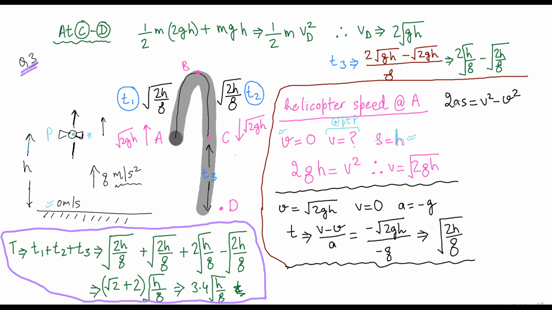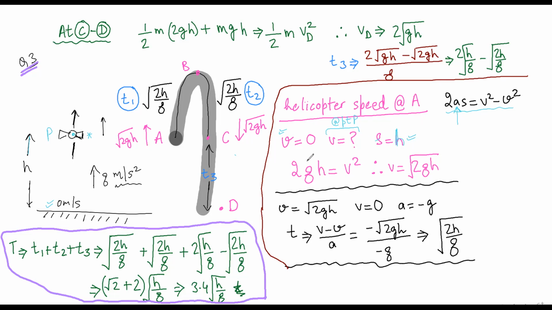Yes, sir. So I'll be using this equation 2as = v² − u². So 2g. Now again and again what I am specifying is you have to focus on the acceleration of the helicopter, not acceleration due to gravity, as long as the packet is in the helicopter.